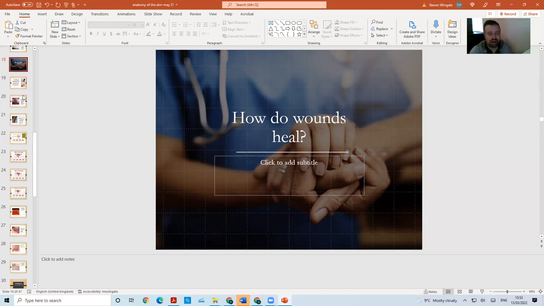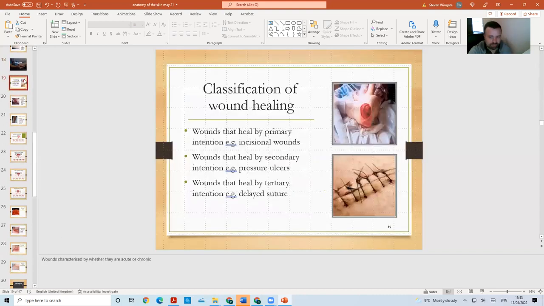So now let's look at how wounds heal. First of all, we need to have a classification of wounds to have an idea of those. And again, I've given you the classifications with nice guidelines on this site. Here, wounds that heal by primary intention, so normal cuts, incision wounds and all that lot. Wounds that heal by secondary intention, like pressure ulcers, or wounds that heal by tertiary intention, by delayed closure.